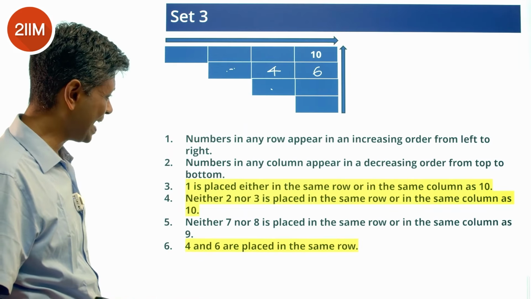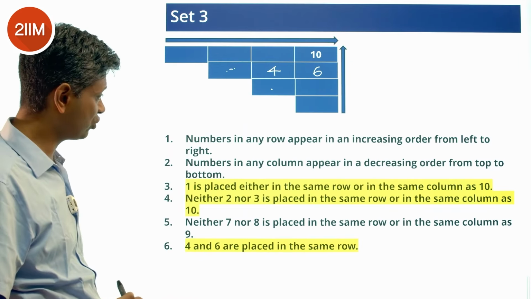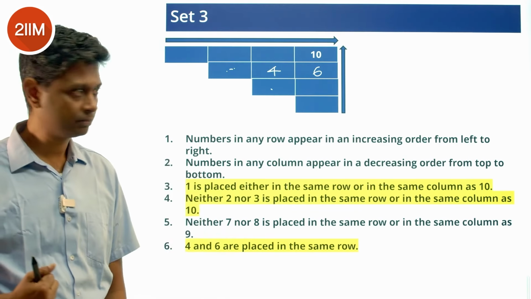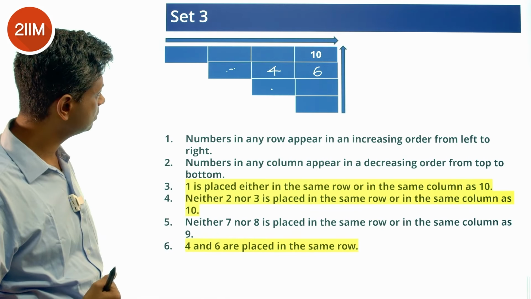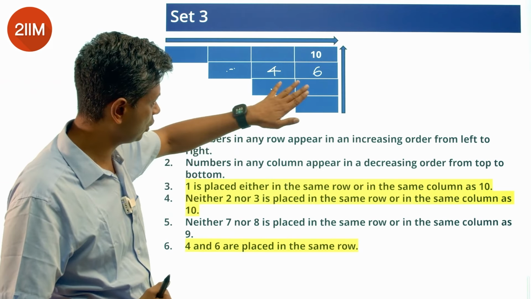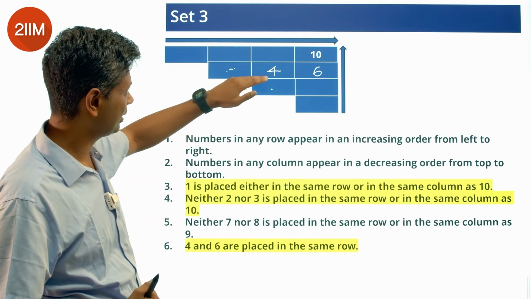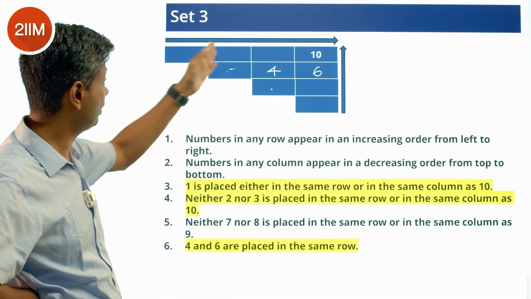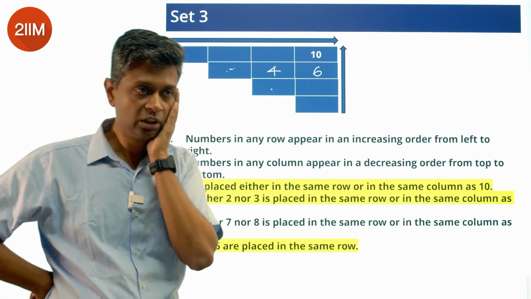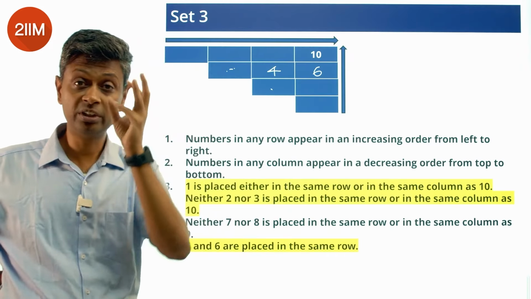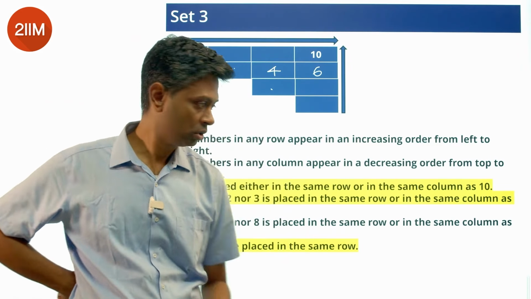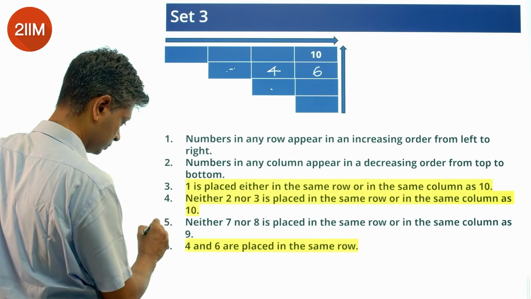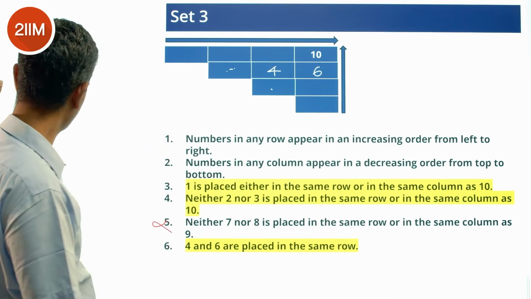Neither 7 nor 8 is placed in the same row or in the same column as 9. Now 9 has to be accommodated. 9 cannot come below here, cannot come here, 9 cannot come here, 9 has to come there. Not just 9, 7 and 8 also have to come here. We need to have 7, 8, 9, 10. It's the only possibility. The moment we say 7, 8, 9, 10 are the only possibility, 7, 8, 9, 10 have to be in one row. That doesn't work. So this possibility is also ruled out.